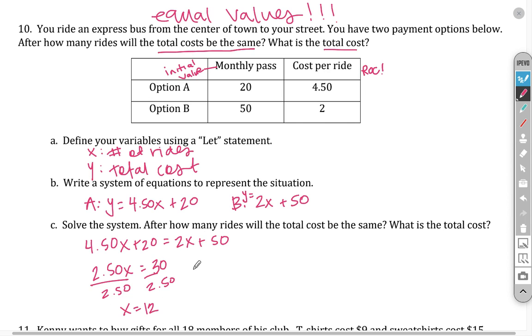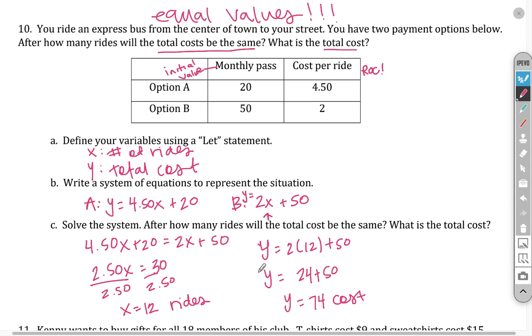So now that we know what x equals, we can plug that back into one of our original equations and solve for y. So we have y equals 2 times 12 plus 50. So y equals 24 plus 50. So y equals 74. All right, well, we said that x was our total rides. So this is rides. And 74 was our cost because we set y equal to cost. So that means we're going to have 12 rides for $74.